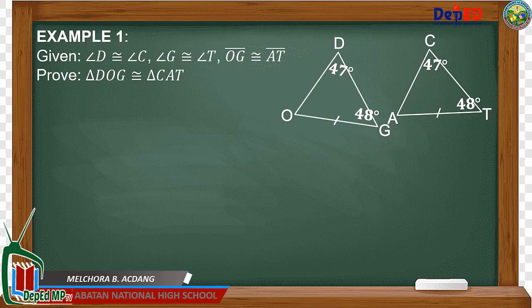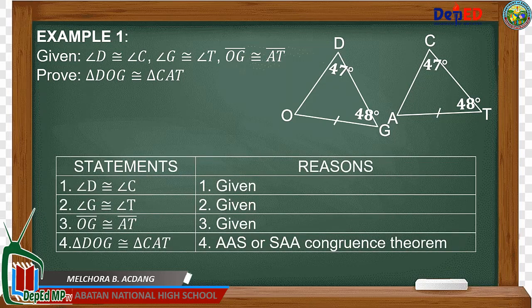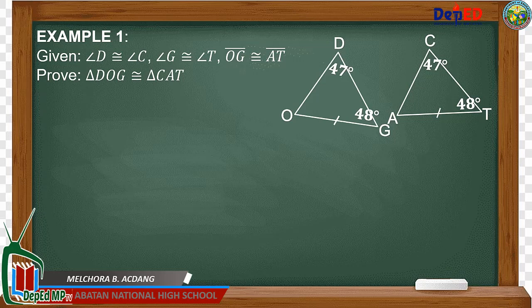So example number 1. Given are angle D is congruent to angle C, angle J is congruent to angle T, and line segment OG is congruent to line segment AT. Prove that triangle DOG is congruent to triangle CAT. So the following is the proof that triangle DOG is congruent to triangle CAT.